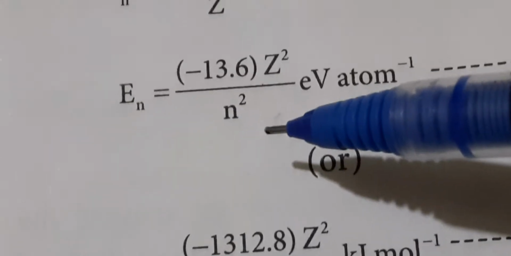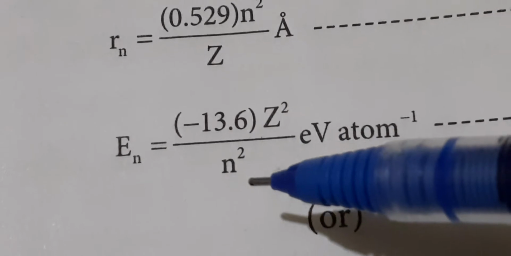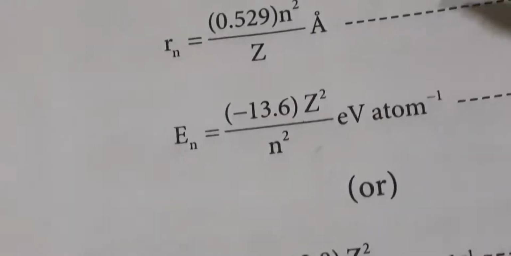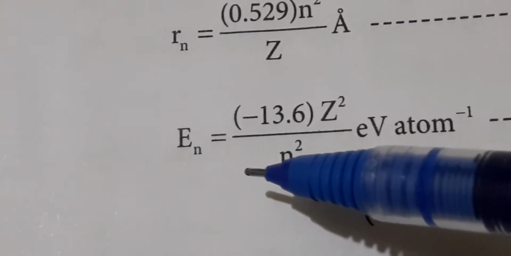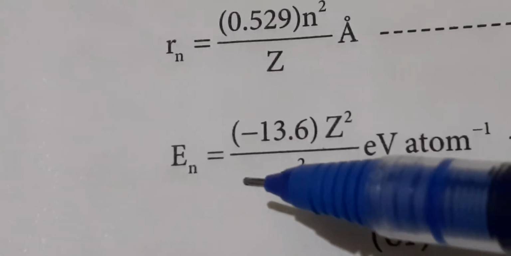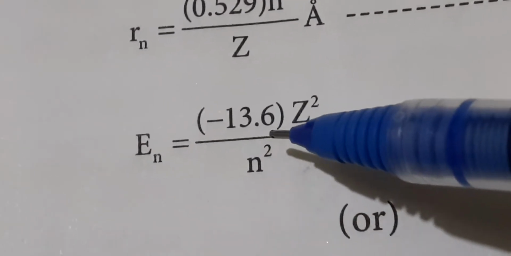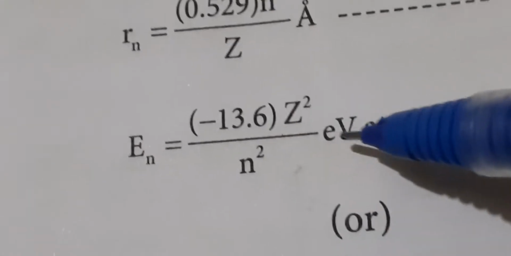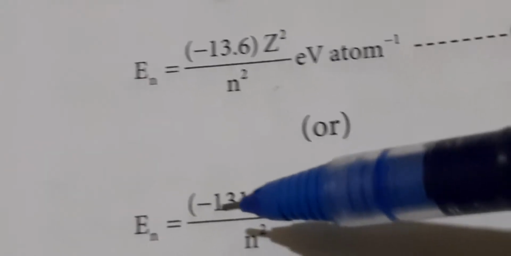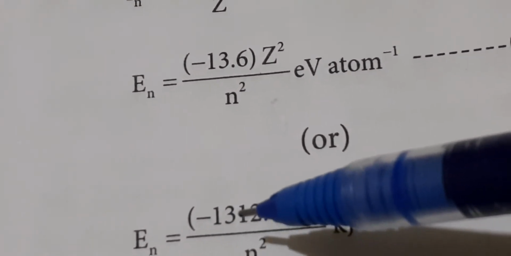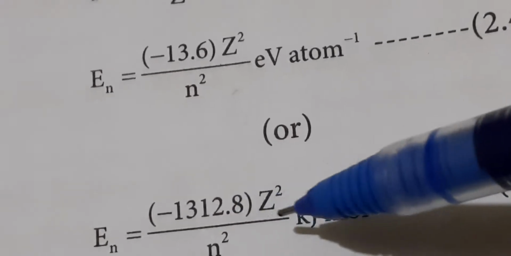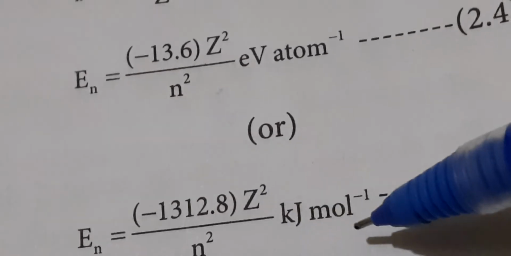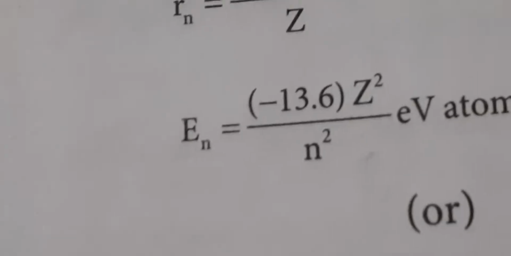Next, the energy of the electron, or the energy of the orbit, is also calculated. The energy of the nth orbit is En is equal to minus 13.6 Z square by n square electron volt per atom, or En is equal to minus 1312.8 Z square by n square kilojoules per mole.